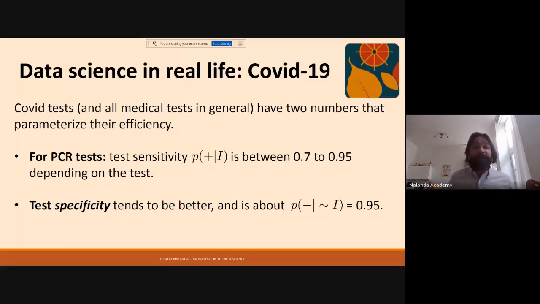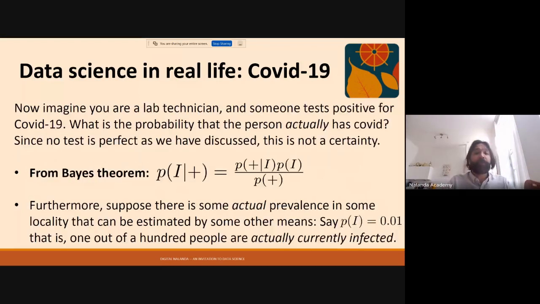So the test sensitivity is between 0.7 and 0.95, and that's for a really good test. Then there's the other number, which is test specificity, which is the probability that a healthy person tests negative, and that tends to be a lot better, typically 0.95. I looked these numbers up from some medical literature for the types of tests that they use in India, say, and these are the two numbers.